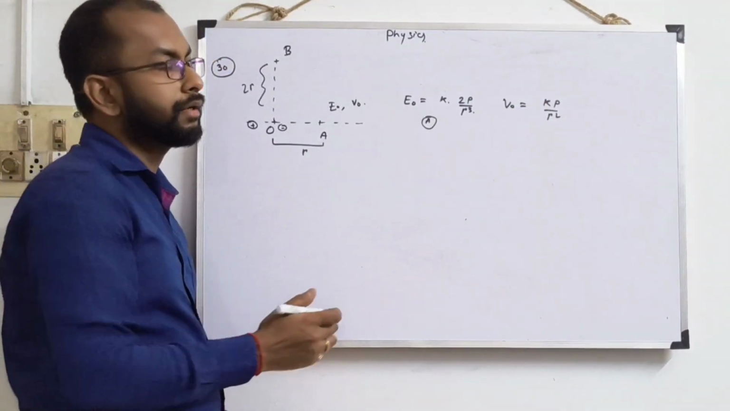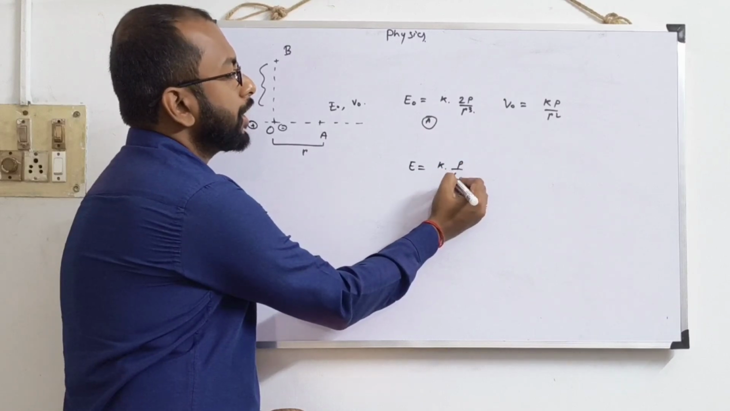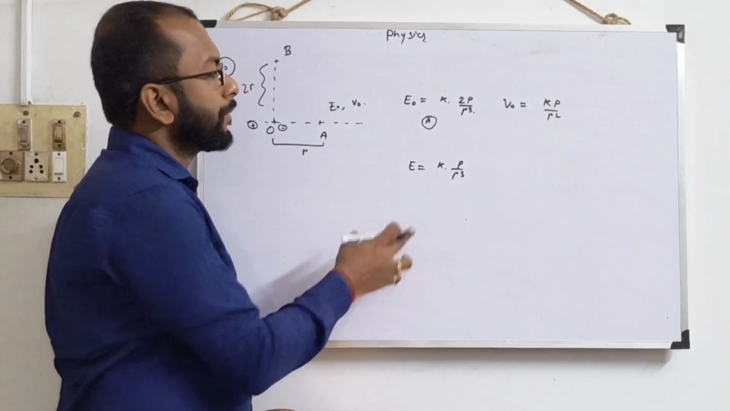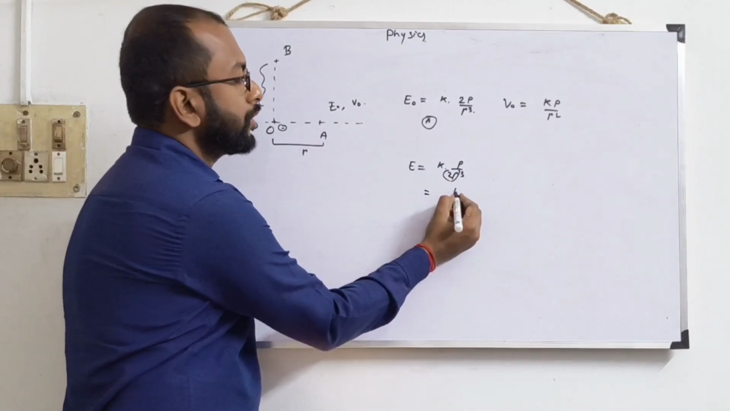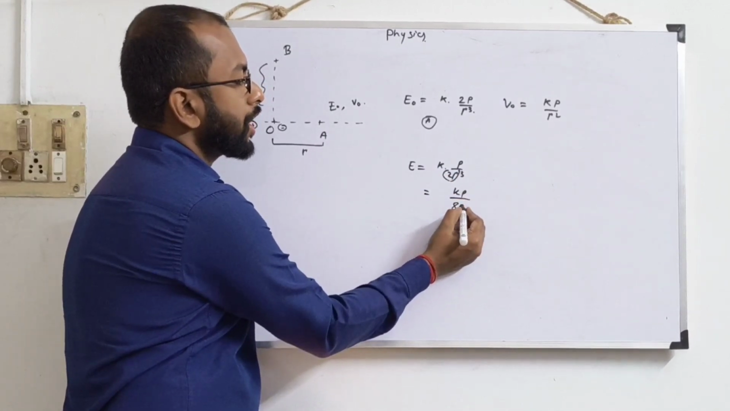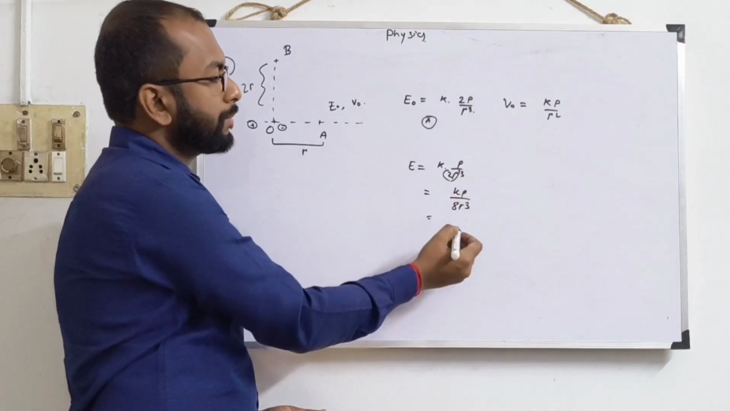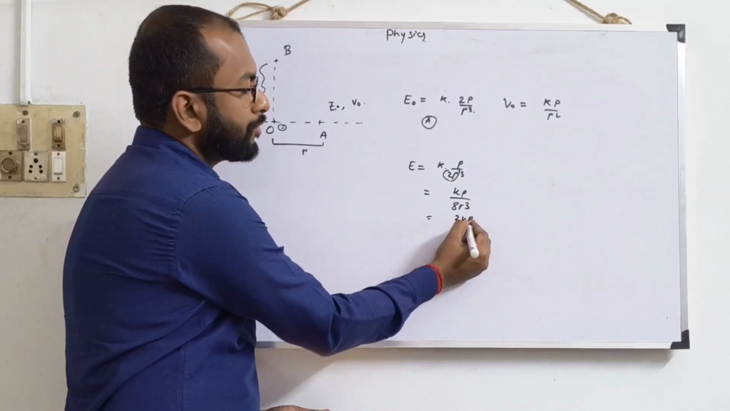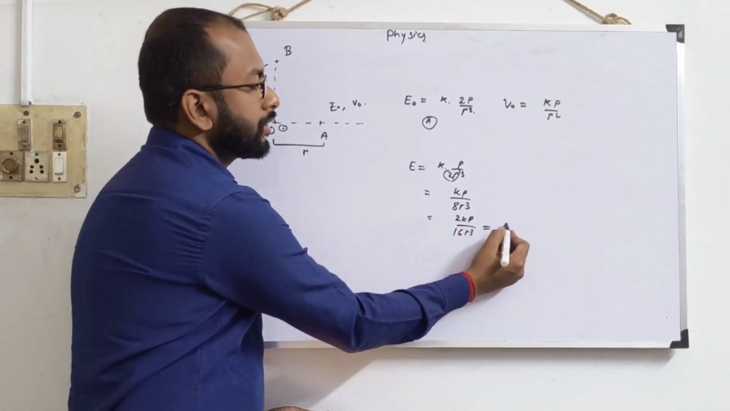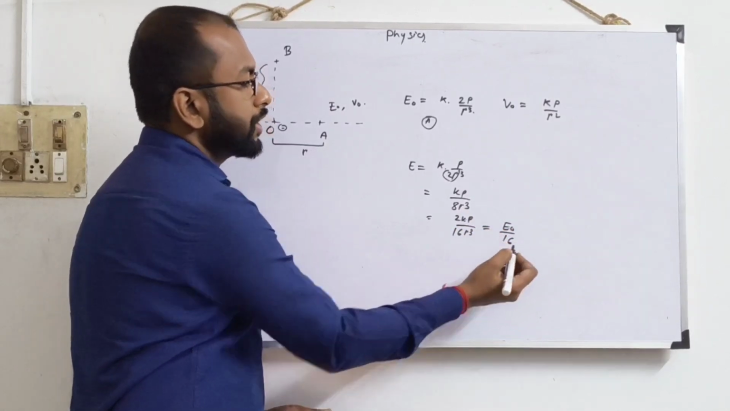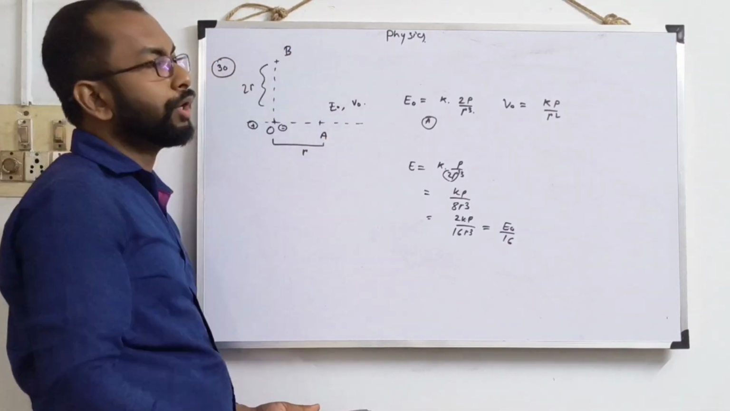And at the perpendicular bisector, the value of electric field will be constant multiplied by p by R cube. But here the distance is 2R, so it will be 2R the whole cube. It will become Kp by 8R cube. So we know the value of 2Kp by R cube. So Kp by R cube is going to be E0 by 2, and Kp by 8R cube will be E0 by 16, that is the value of electric field at point B.